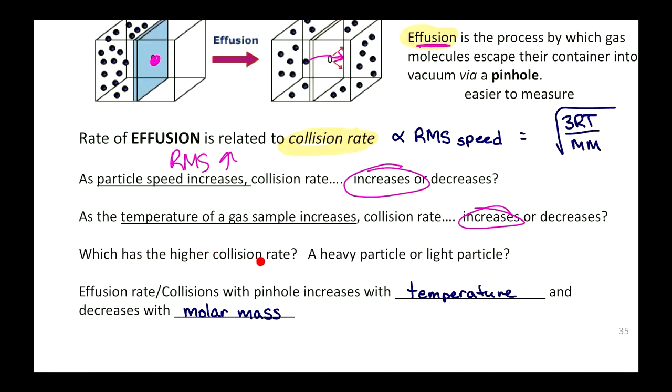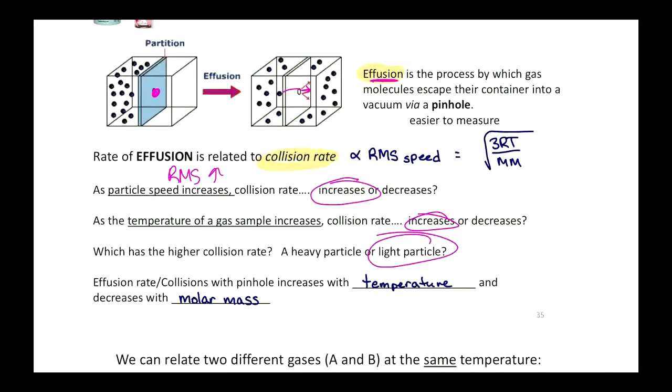All right, so then which has a higher collision rate, a heavy particle or a light particle at the same temperature? Light particle, yes. Well, a not heavy particle, because I realize light particle also means photon, but that's not what we're talking about here. We're talking about things with small molar masses. Yes, so all of these things mean faster particles, faster collision rates, faster effusion rates. All right, so that's the trend that we see. Effusion rate increases with temperature but decreases with molar mass. This also is just the same thing as RMS speed. Particles moving faster, collide more, effuse faster.